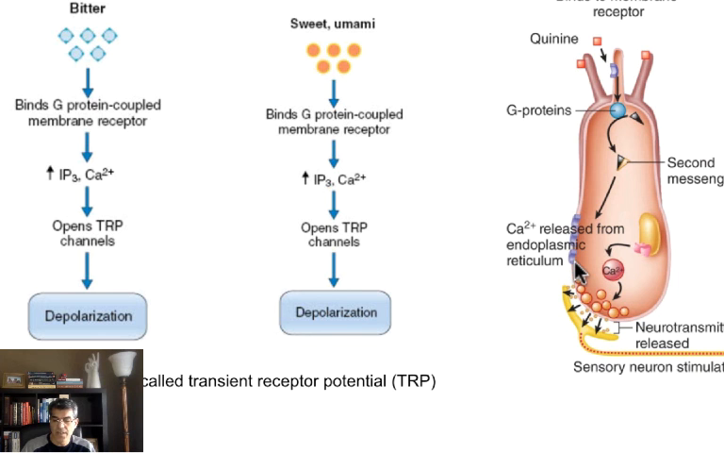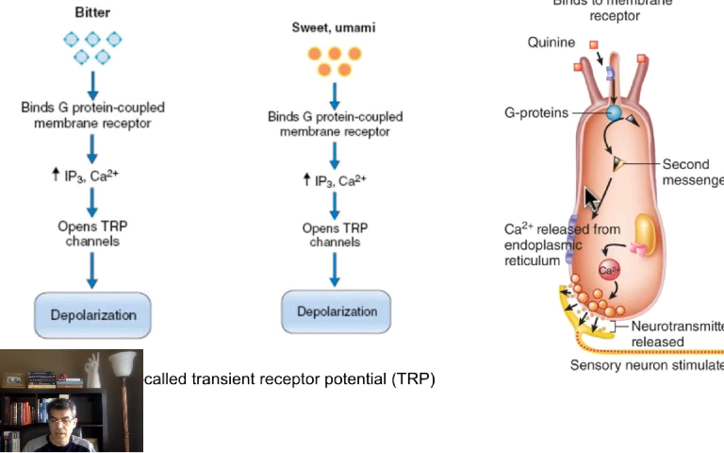and also opens the TRP channels. Bitter, sweet, and umami, all three senses, they're going to use G protein, although different type of G protein, but at the end is going to increase IP3 and calcium.